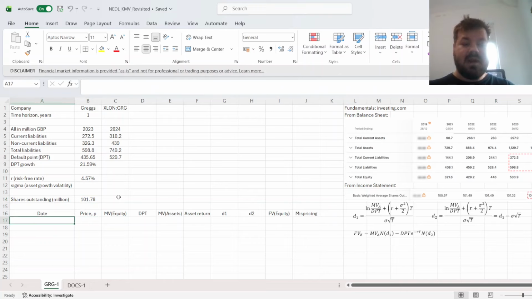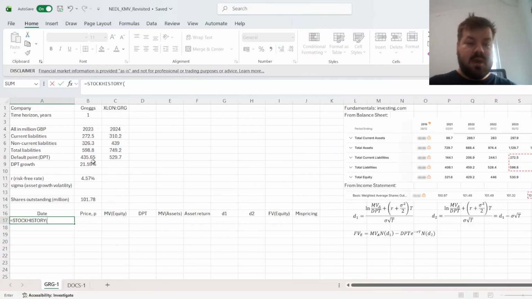In terms of monthly share prices, we can use the stock history function. We input the ticker, and here we'll need prices from December 2023 to December 2024 inclusive. So we'll start from the start of December 2023, and at the end of December 2024, we'll need monthly data, so 2 as an interval.